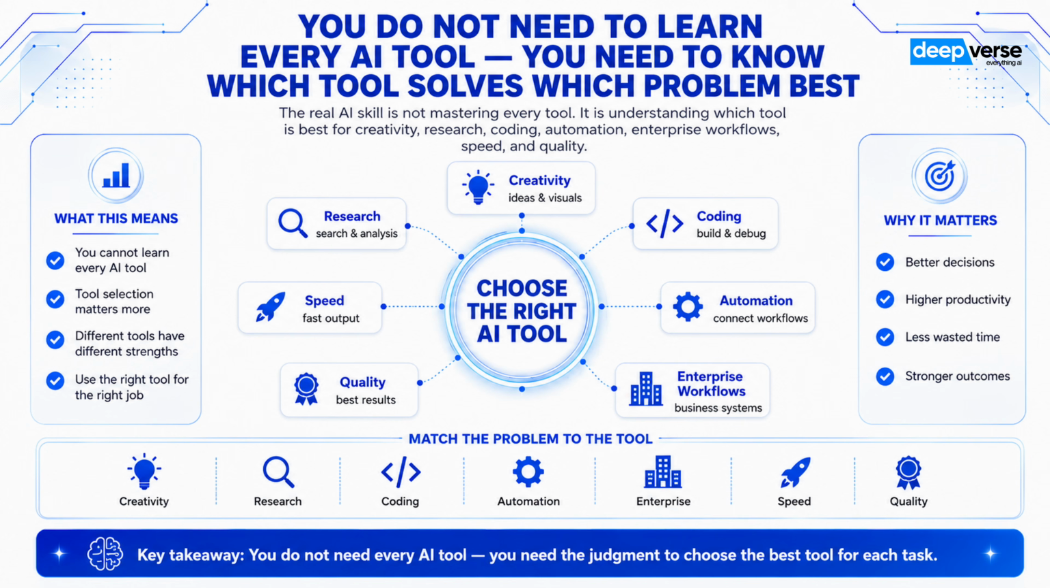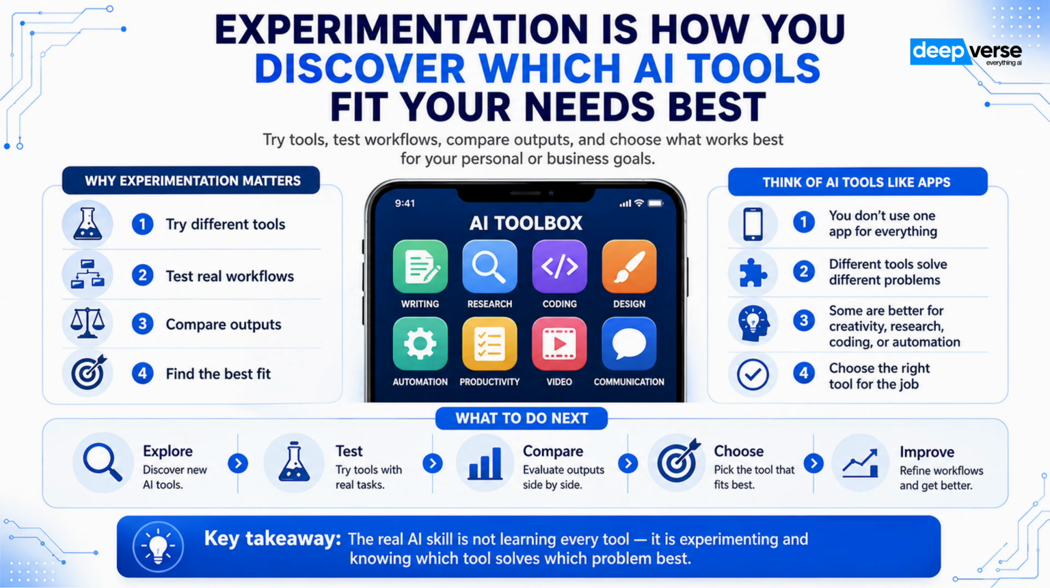Because every tool has a different strength. Some of them are better for creativity, some are good for research, some are good for coding, some are good for automation, some for enterprise workflows, some for speed, some for quality. And the AI landscape is evolving so fast that new tools are appearing almost every week. That's why experimentation becomes extremely important. Try tools, test the workflows, compare outputs, see what fits your personal or business needs the best.